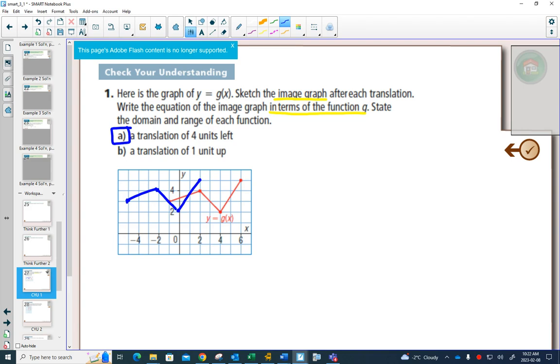Now, what's happened is we have moved it left and right. And what we've discovered already is anytime you move something left or right, that happens inside the function. In this case, if the regular function was g of x, then the blue graph is g of x plus 4. To move something 4 to the left, do we write +4 or minus? I mean 4 to the left. We would write +4 to move it 4 to the left. And this is in terms of the function g.